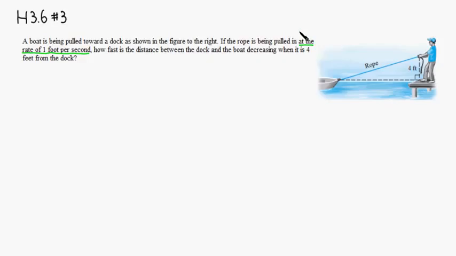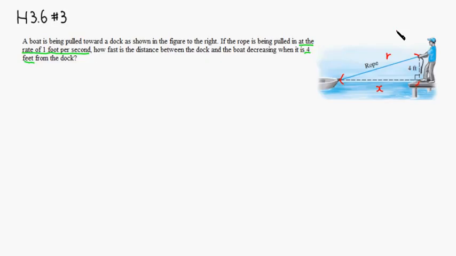And how fast is the distance between the dock and the boat decreasing when it is 4 feet from the dock? So here are some numbers given. There are some changing quantities, so we're going to give some variables. I'm going to give the distance between the boat and the dock x, because it's a horizontal distance. And the length of the rope is also changing, so I'm going to call it r since it's a rope.